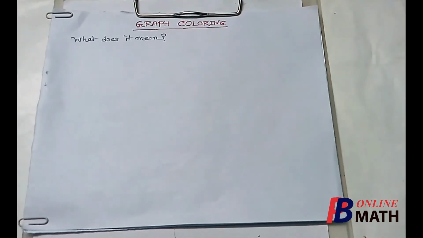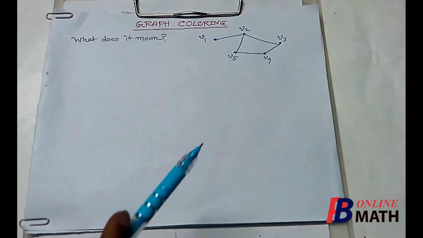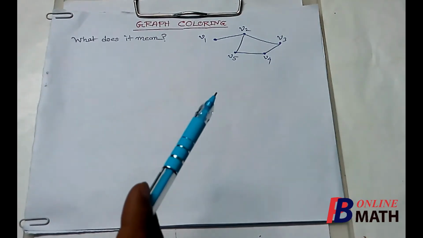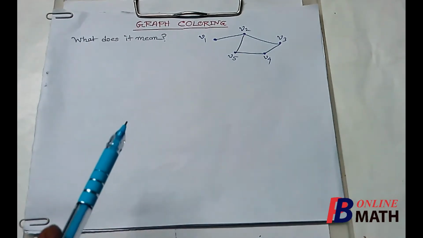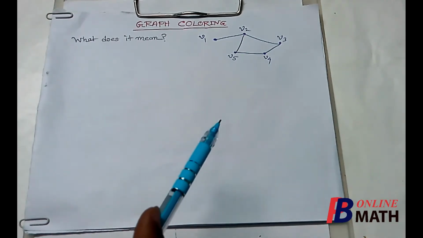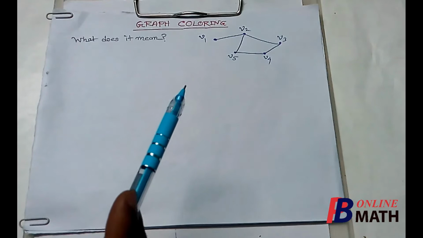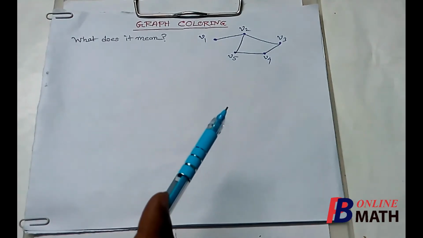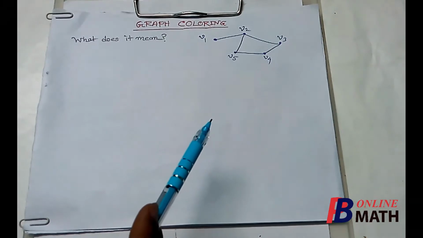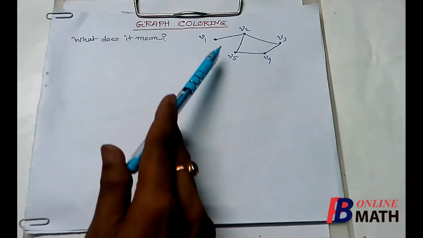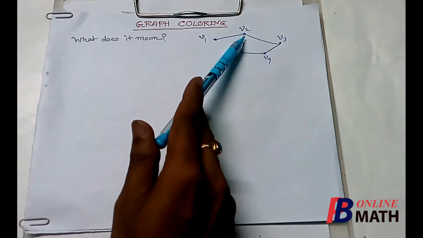So what does it mean? Let us consider one simple graph here. This graph has 5 vertices and some number of edges. If we want to color the vertices in such a manner that no two adjacent vertices will have the same color, as for example, if we consider these two vertices V1 and V2.